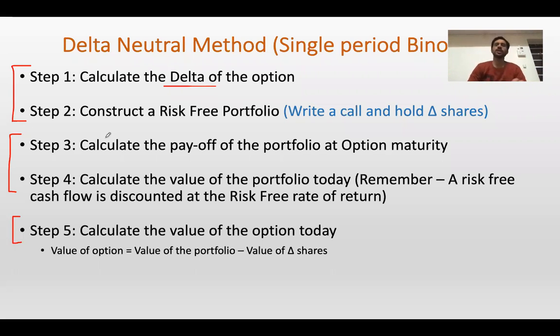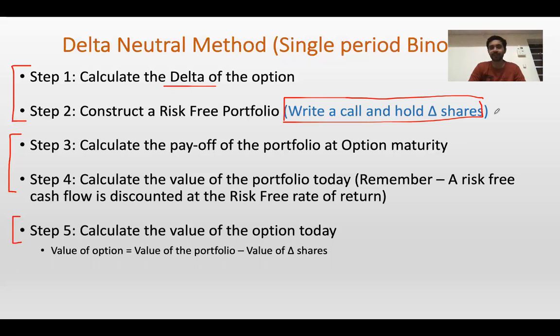Step 2 is constructing a risk-free portfolio using a combination of shares and options. There are multiple ways of combining shares and options to construct a risk-free portfolio, but this is the most famous approach. Later I will elaborate how we have arrived at this combination of shares and options. But for now, I would recommend you just learn it by heart: a risk-free portfolio can be constructed by writing a call option and holding delta shares.